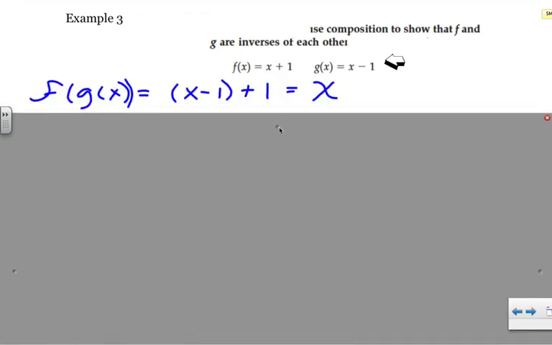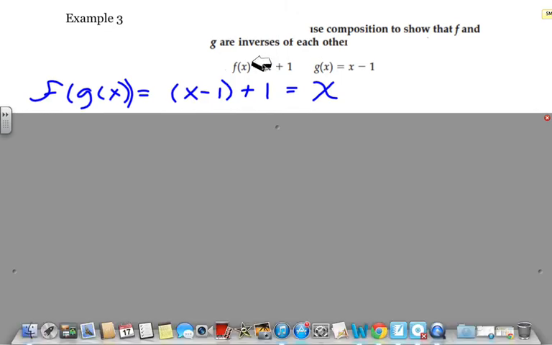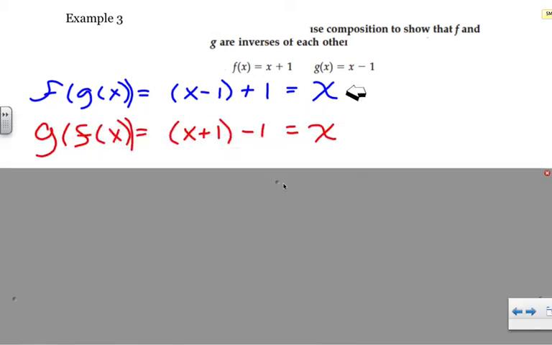So what I'm going to do is make composites. I'm going to do f of g of x first and see if I end up with x. So when I plug g of x into f of x, I plug x minus 1 into this x here, and I get x minus 1 plus 1, and I end up with x, because negative 1 plus 1 is 0. So I know that if I go this direction, I'm pretty close to having an inverse, but I have to check the other direction too.